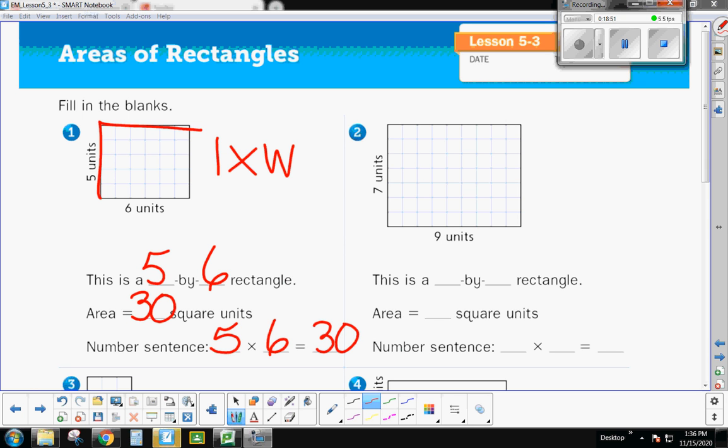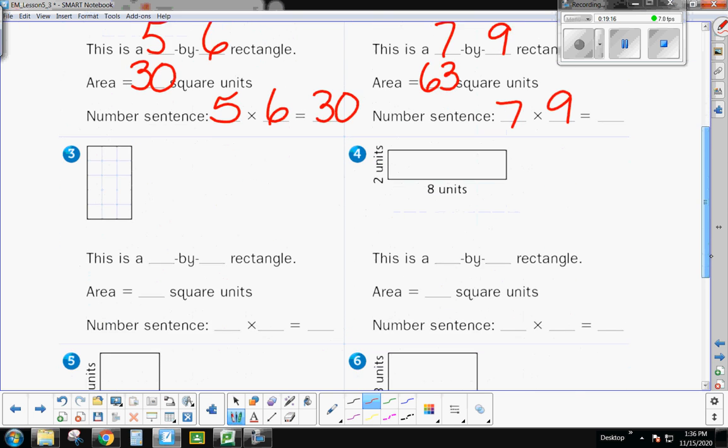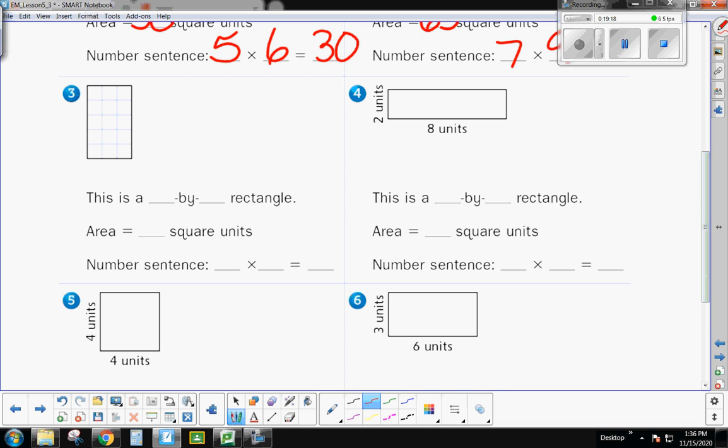All right, looking at number 2, this is a 7 by 9 rectangle. I find the length, I find the width, and multiply and write it down, right? So 7 times 9. And if you don't know what 7 times 9 is, you could count all of those. You could skip count by 7, skip count by 9s. We have so many different strategies that you could use for this, but you should have had the area of 63 square units.